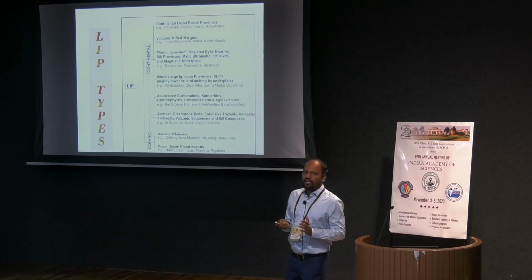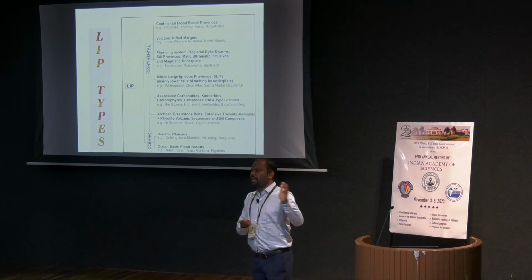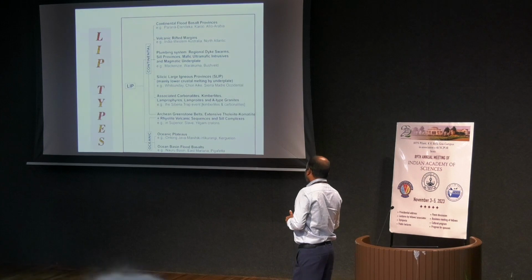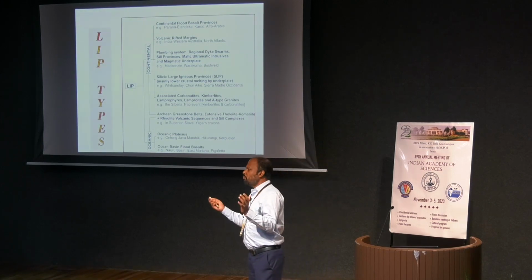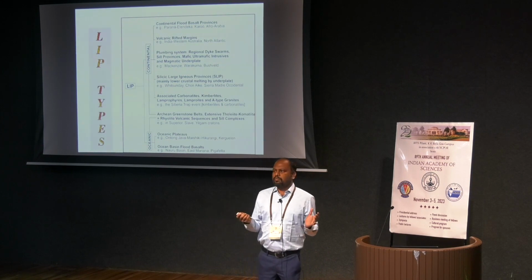If we classify the LIP, it may be associated with the continental plate, or it may be associated with the oceanic plate. If we are considering the continental plate, there are different components of the large igneous province. And one of the most important components is continental flood basalt. And you all know the most important continental flood basalt province of the Indian shield, that is your Deccan Plateau. Or in a geological sense, we call it the Deccan large igneous province.